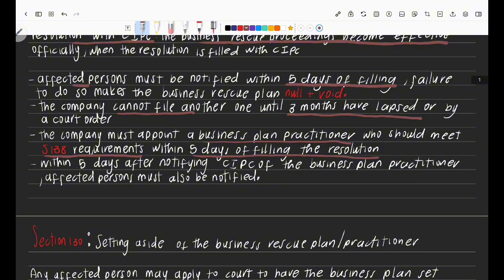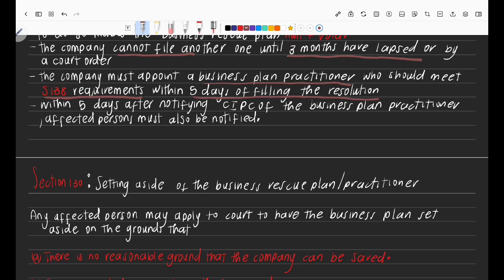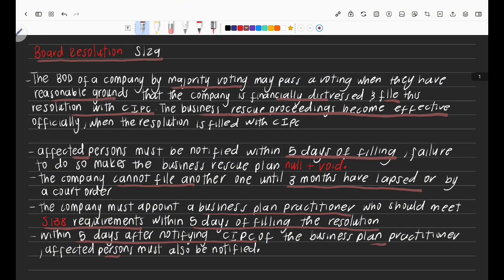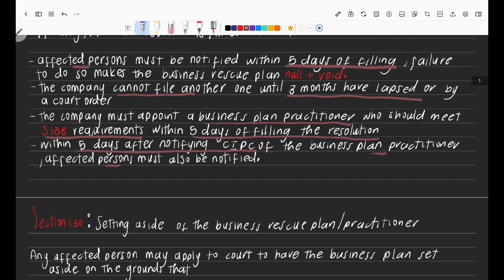So you're saying you need to notify people within 5 days, and within 5 days of filing, you need to make sure that you hire a business rescue practitioner. Not only that, but you need to make sure that this practitioner meets the requirements in Section 138, right? And we will look at those requirements. The last thing that you need to ensure is that within 5 days after notifying the CIPC, the business rescue practitioner and affected persons must be notified. Okay, we already discussed that, right? So yes, let's move on.